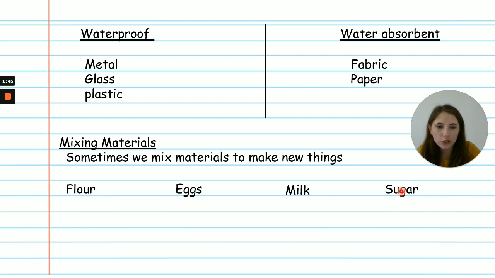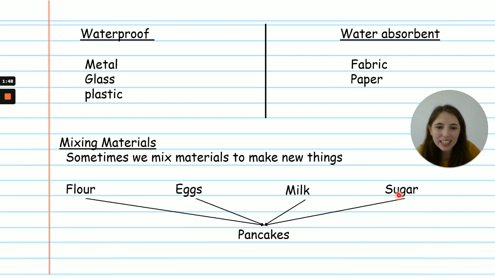So now draw a line like this where we write down pancakes and we draw a line from each material to our pancakes so that we know we need to mix these materials together so that we can make pancakes.